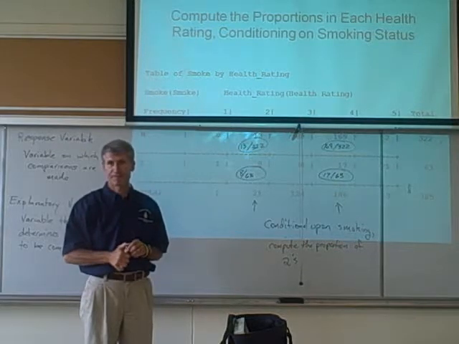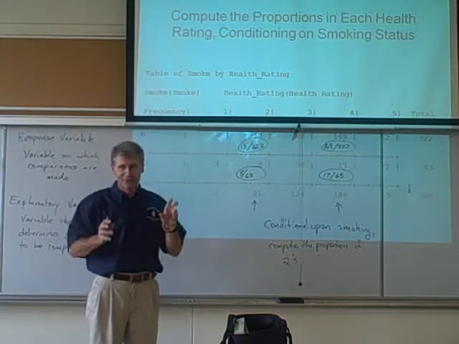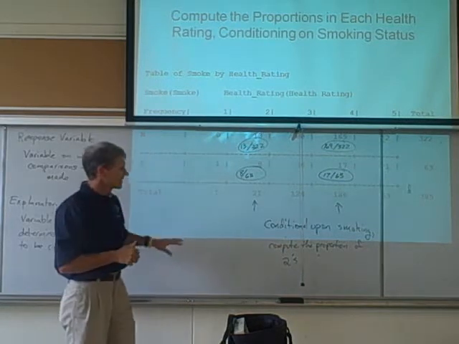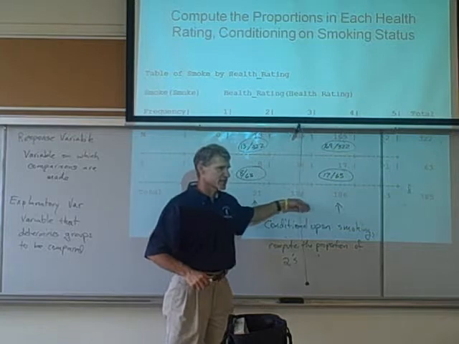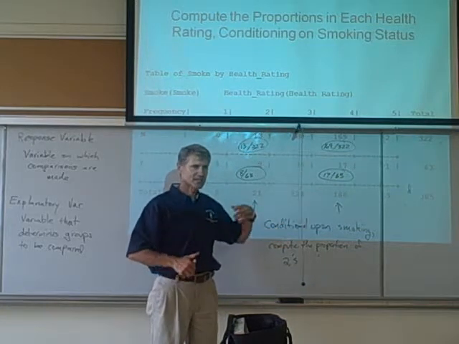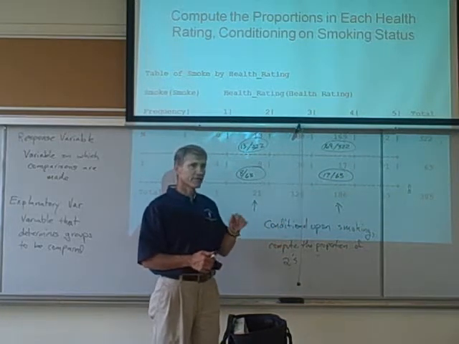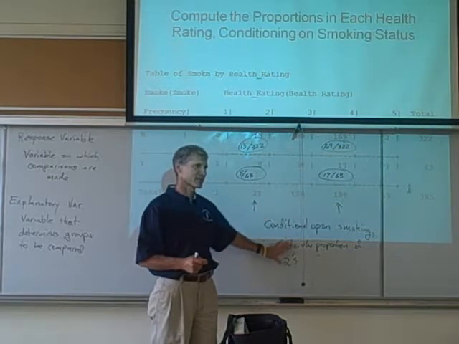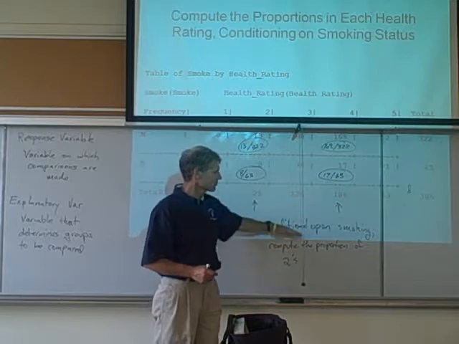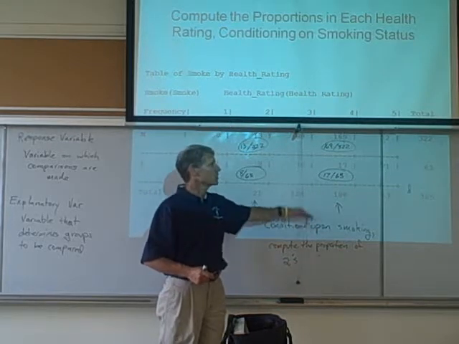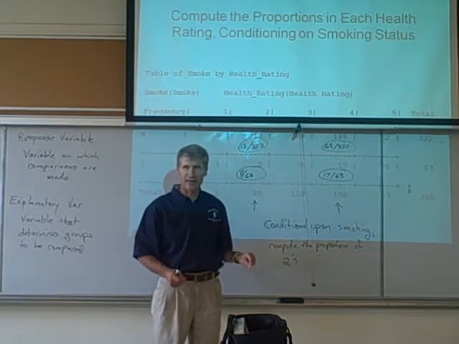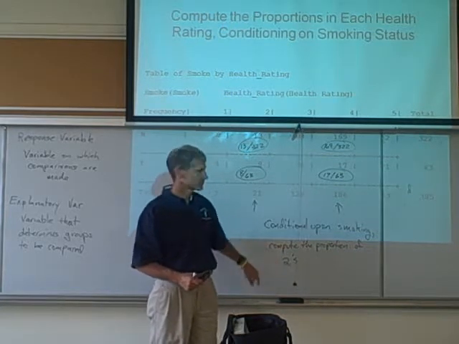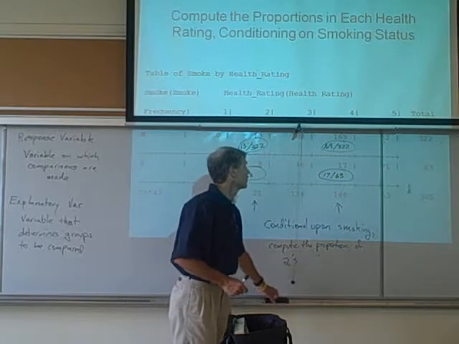Everybody understand that? For a while, you'll struggle with which total am I supposed to be using here, but get used to it. It's always worded in a certain way, and a lot of times they'll use the "of" clause: of those who smoke. That makes it easier, I think. Written this way, it gets pretty confusing. But it says condition upon smoking. That means use the smoking totals as the denominator and then compute the proportions. Okay?